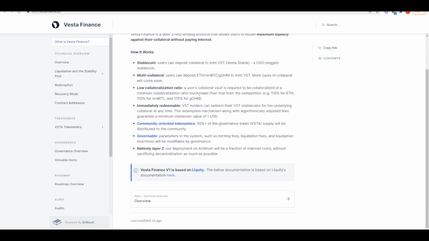Low collateral ratio: users' collateral vaults are required to be collateralized at a minimum collateralization ratio much lower than that of the competition. So 110% for ETH, 110% for renBTC, and 175% for GOHM. Community-oriented tokenomics: 50% of the governance token, VSTA, supply will be distributed to the community.